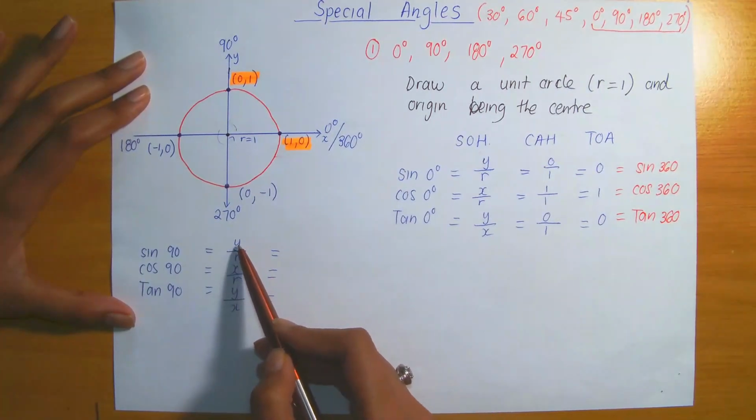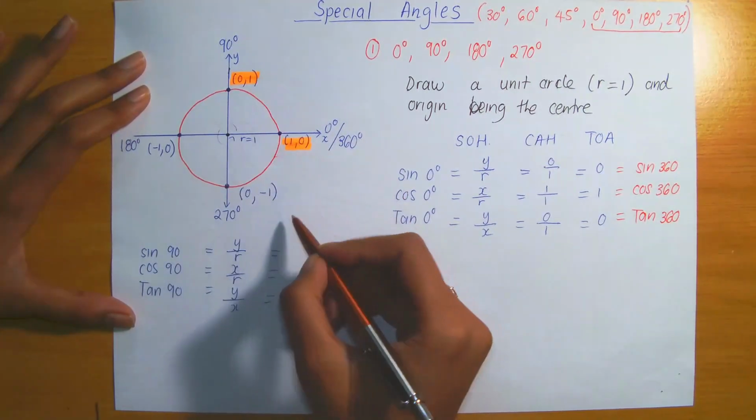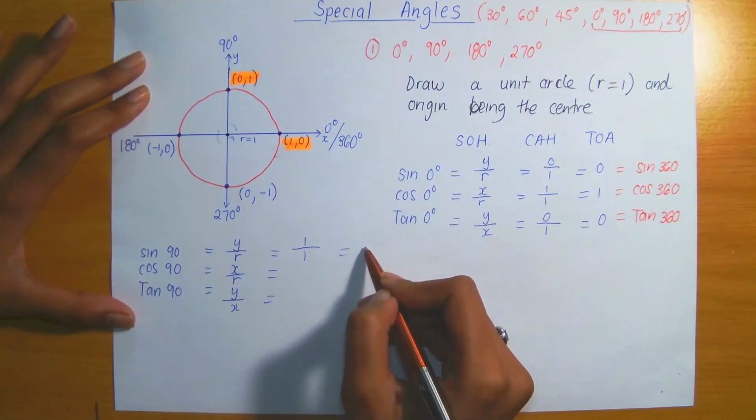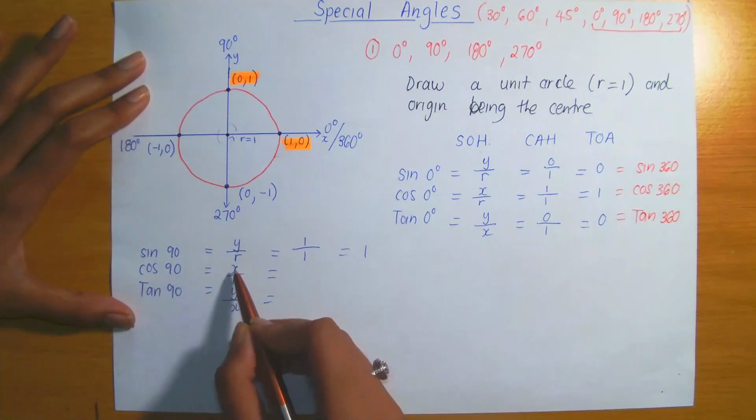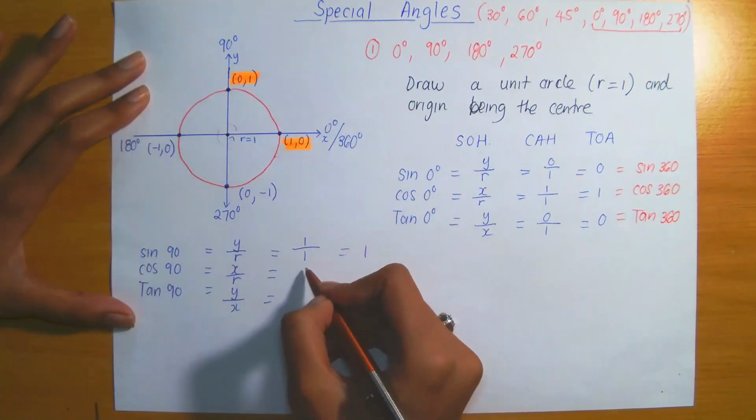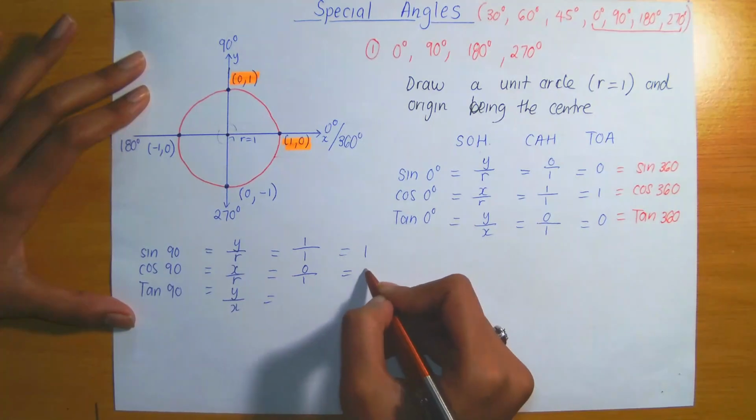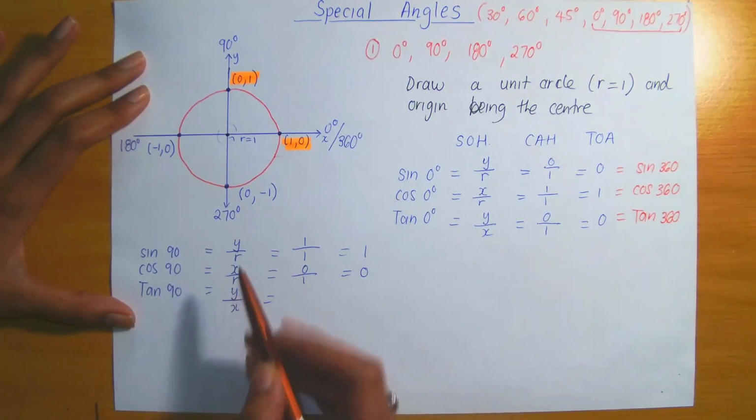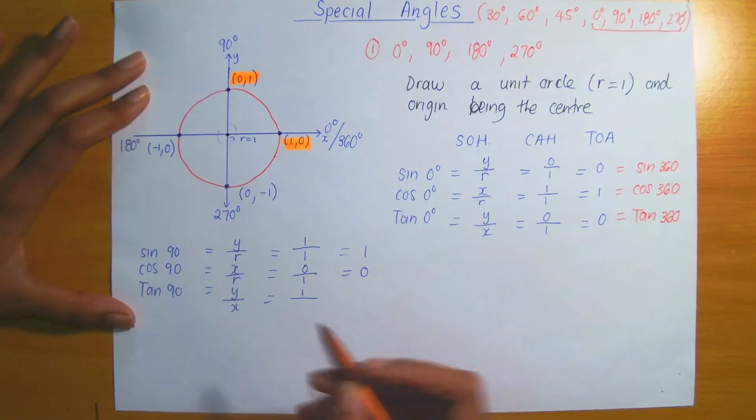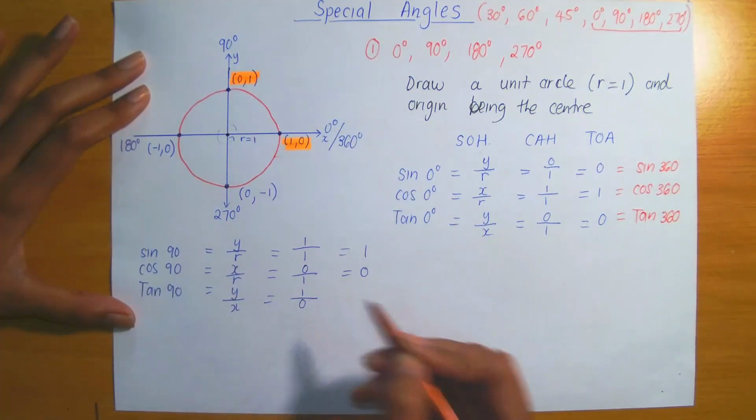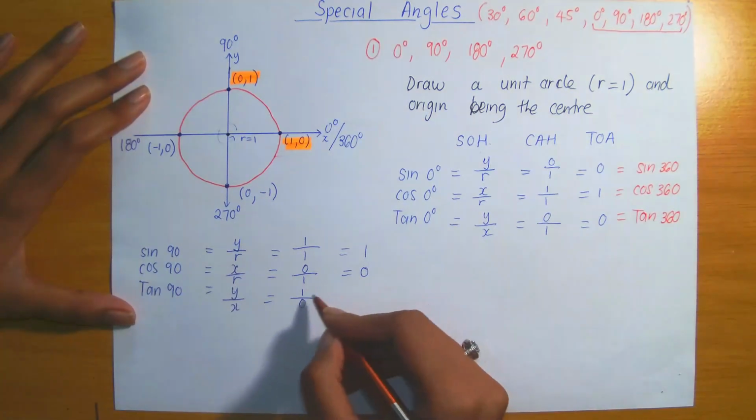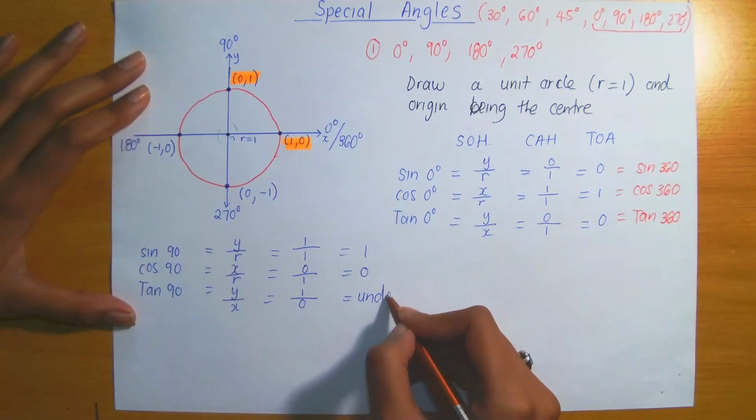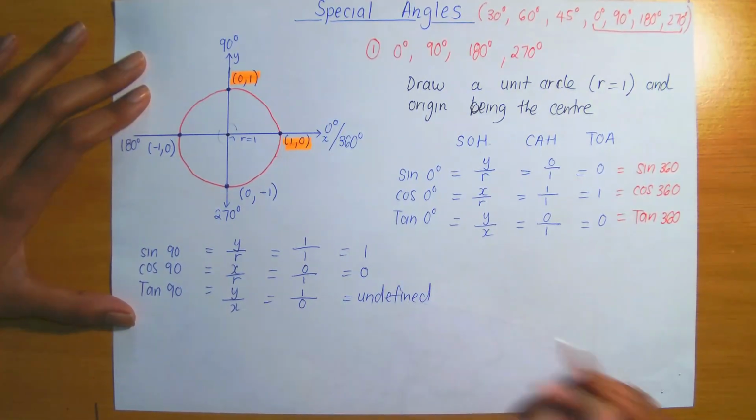Remember, we are working with the coordinate (0, 1), so y has a value of 1 and r has a value of 1, so sine of 90 degrees is equal to 1. Cos of 90 is x over r, the x coordinate is 0, our radius is 1, so that means cos of 90 is 0. Tan of 90 is y over x. Y is 1 and x is 0. So I now have 1 divided by 0, but remember, this is not allowed, it's undefined. So that means tan of 90 is undefined.